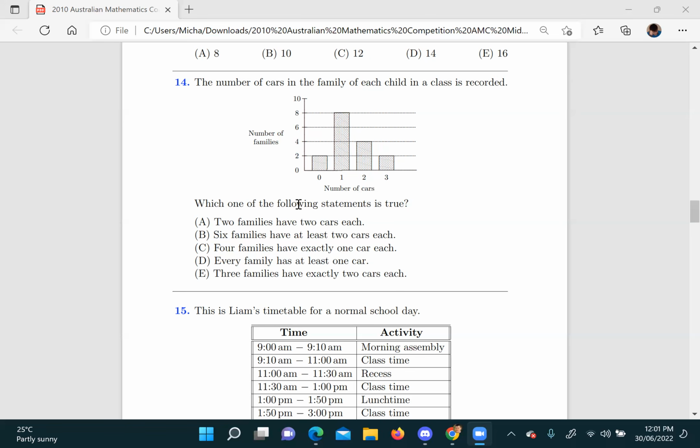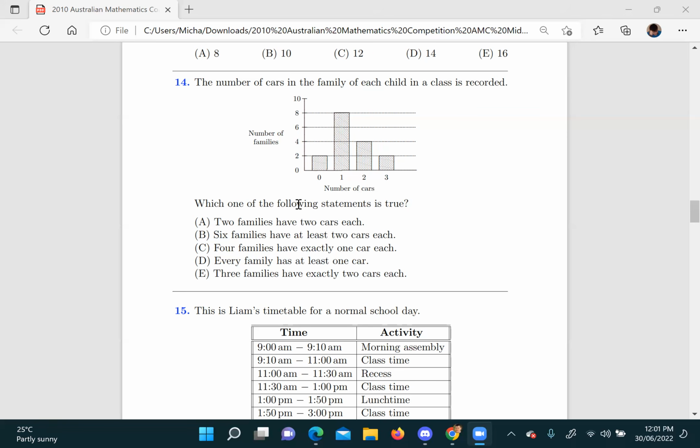Okay, so yeah, that's a problem with the question, yeah. This question's so weird. It doesn't make sense. So it is true that 4 families have 1 car each, right? It's just not only 4 families, yeah. So that's a mistake in the question, okay? So technically C is correct, but you won't get marks for C. You'll probably only get marks for B, okay?